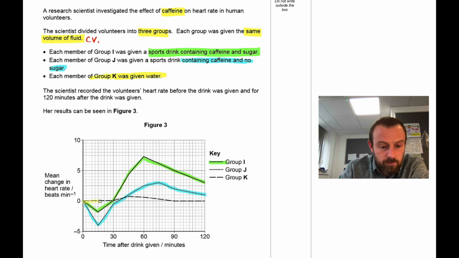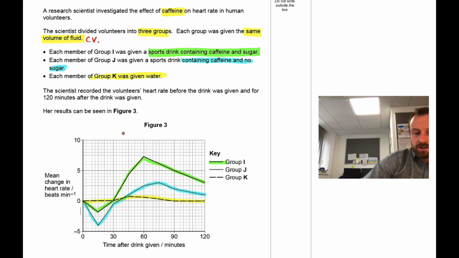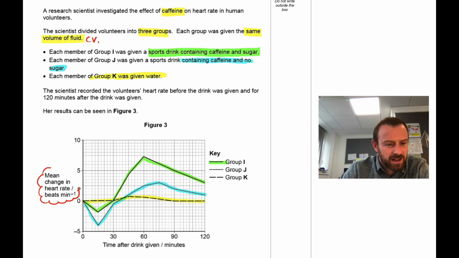And not much happens with them. The scientists recorded the volunteers' heart rate before the drink was given, and for 120 minutes after the drink was given. The reason they did it before was possibly to work out the average resting heart rate. Now, it doesn't actually say resting heart rate. We don't actually know. So that's something that could be improved. Were the volunteers doing something standard? Were they sitting down or were they jumping up and down? That would obviously affect heart rate.